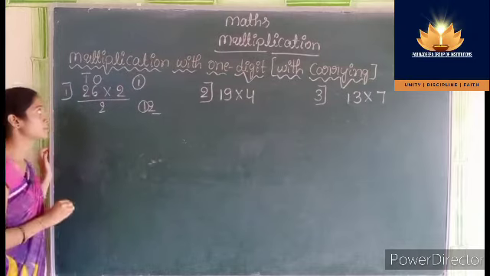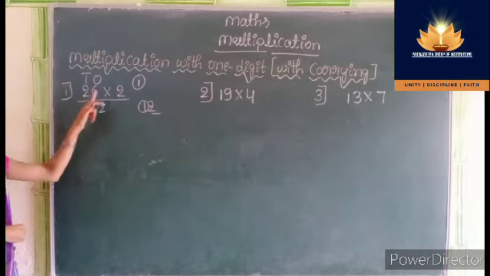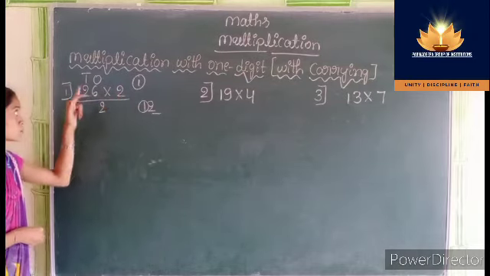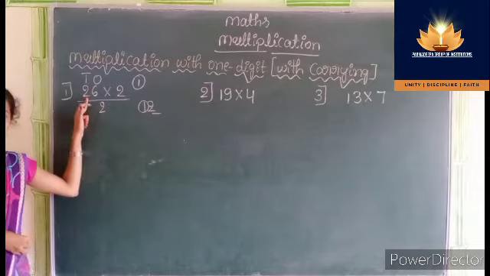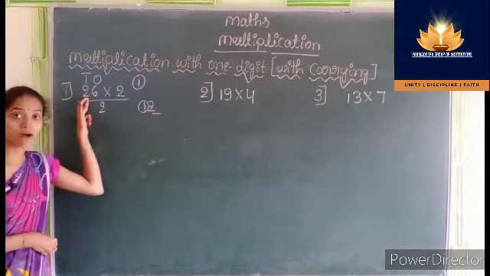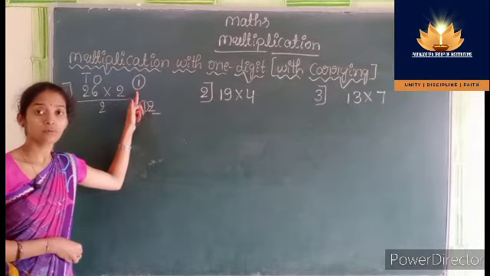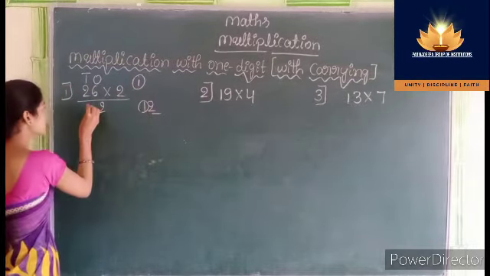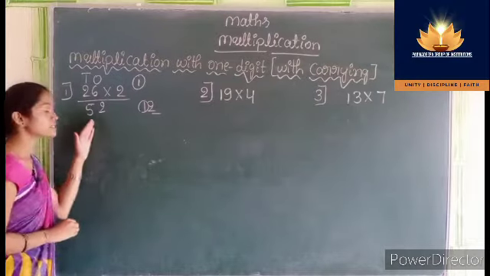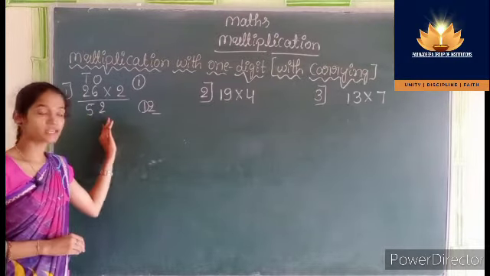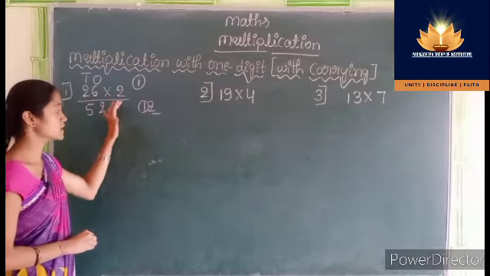Then we have to multiply tens place number by this 2. 2 twos are 4. For that 4 we have to add this carried 1. 4 plus 1, that is 5. We get 52 after multiplying 26 by this 2.